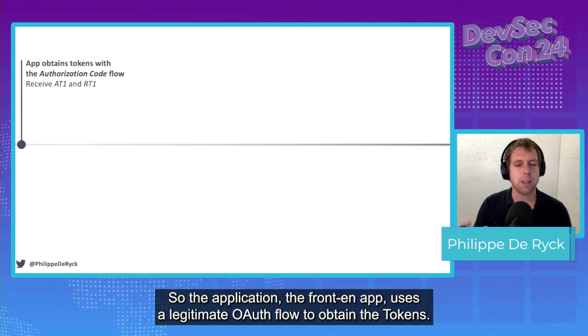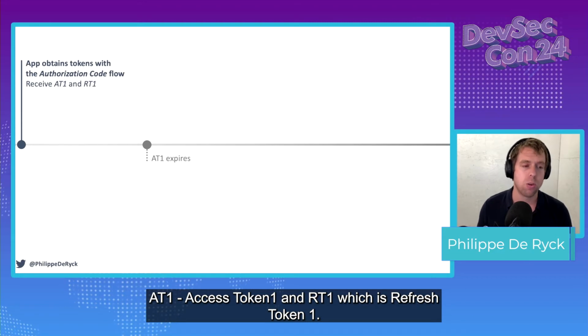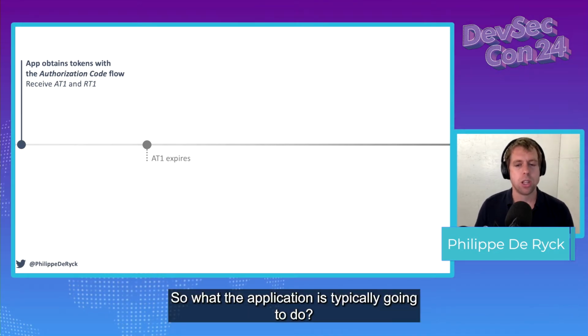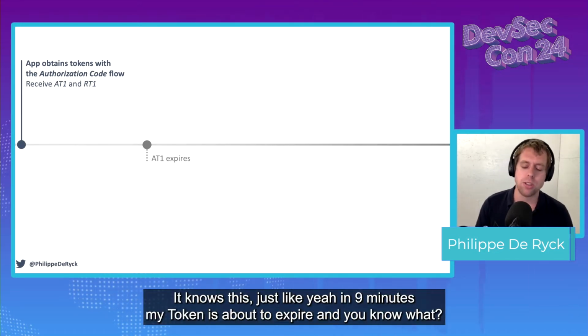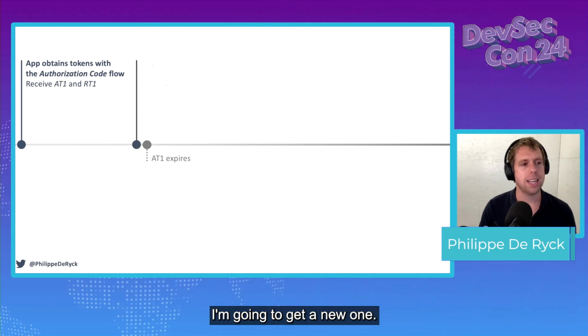So the application, the front-end app, uses a legitimate OAuth flow to obtain tokens, AT1, access token 1, and RT1, which is refresh token 1. And access token 1 expires after X amount of time, let's say 10 minutes. So what the application is typically going to do, it knows this. It says, in 9 minutes, my token is about to expire. You know what? I'm going to get a new one.